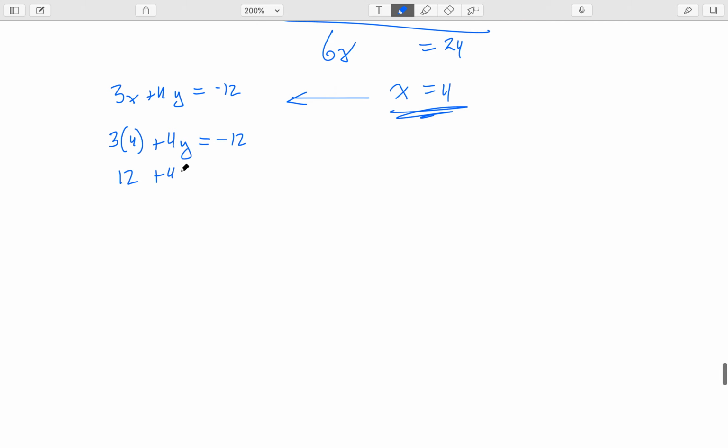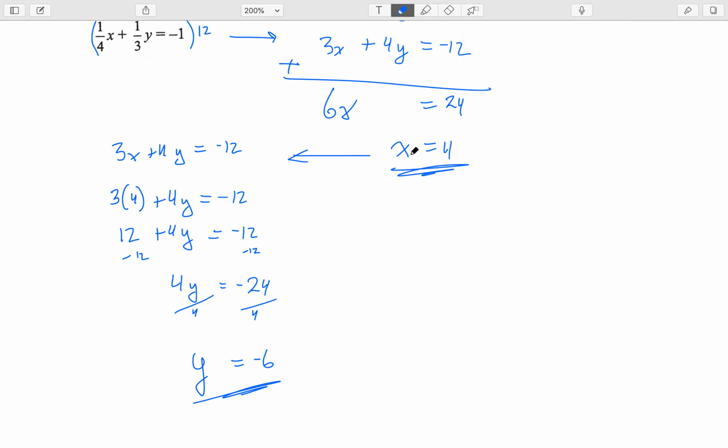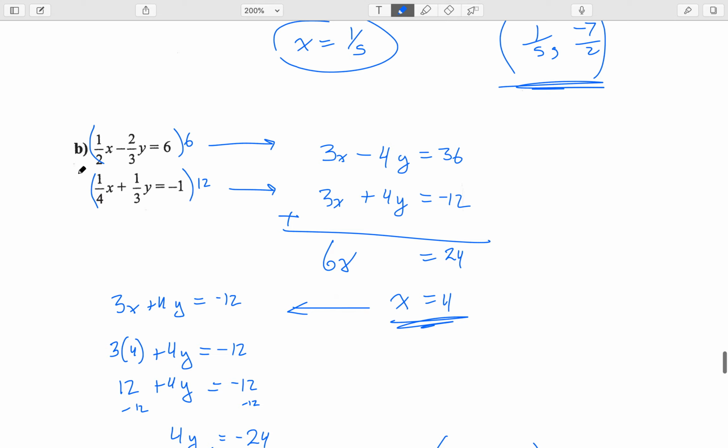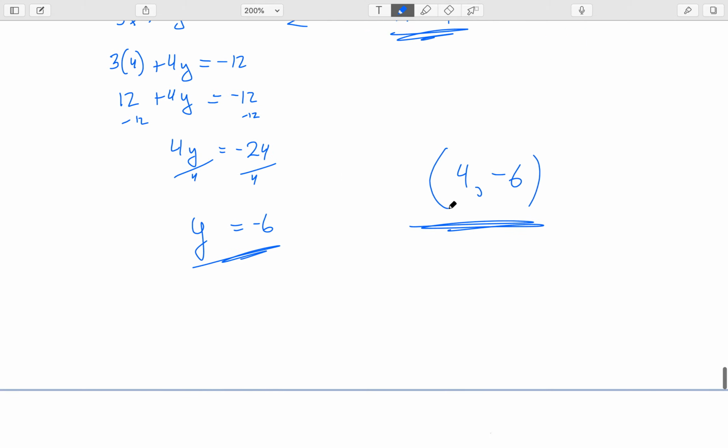12 plus 4y is equal to negative 12. Subtract off 12. So 4y is equal to negative 24. Here we go. Y is equal to negative 6. So there's my x value, there's my y value. 4 and negative 6. Ta-da, that's the solution, because the solution is the point of intersection.